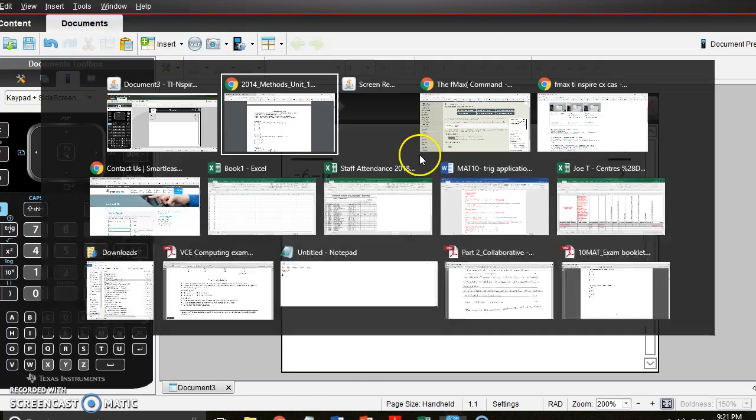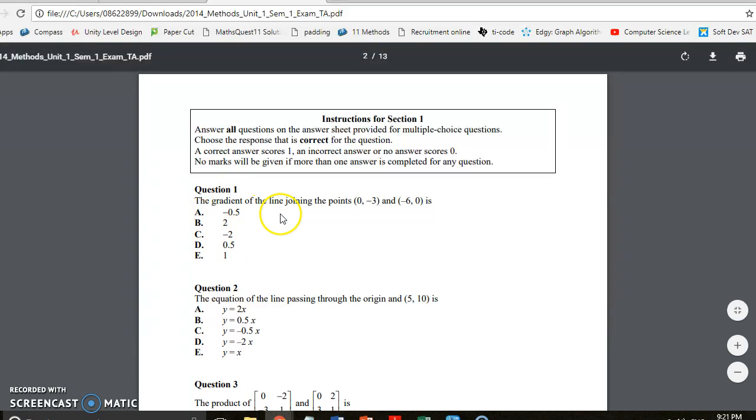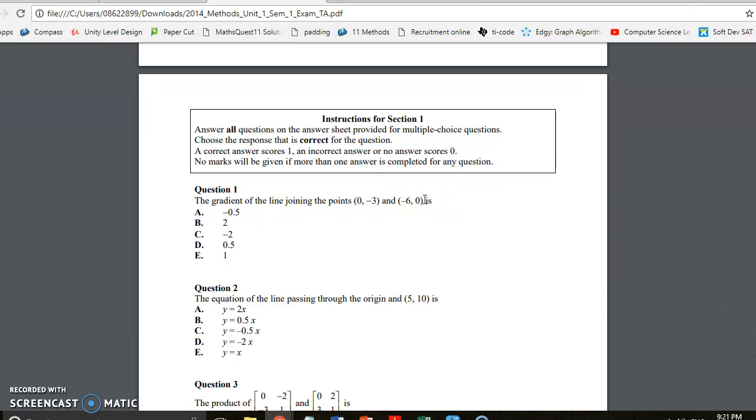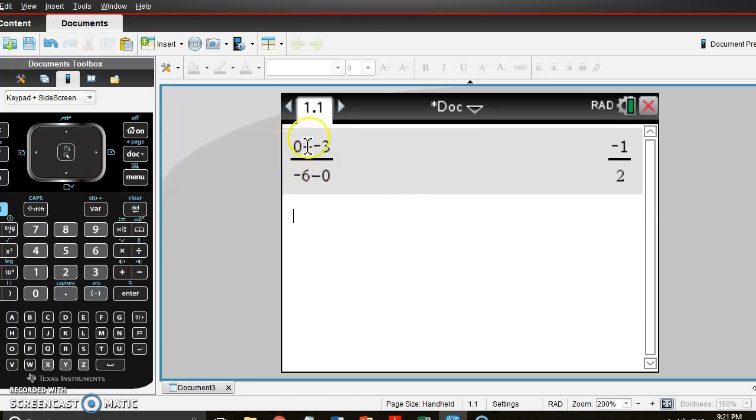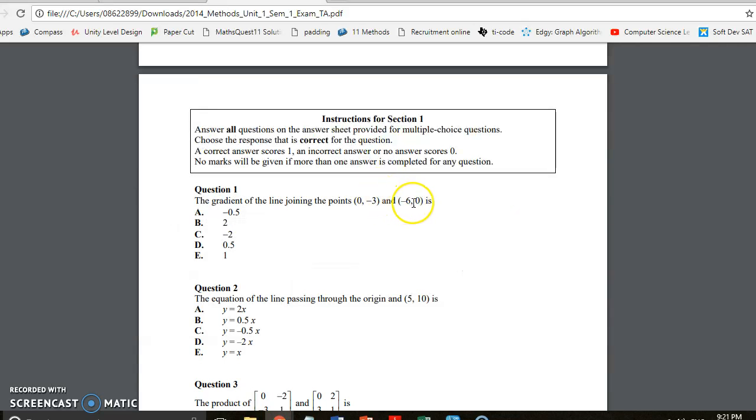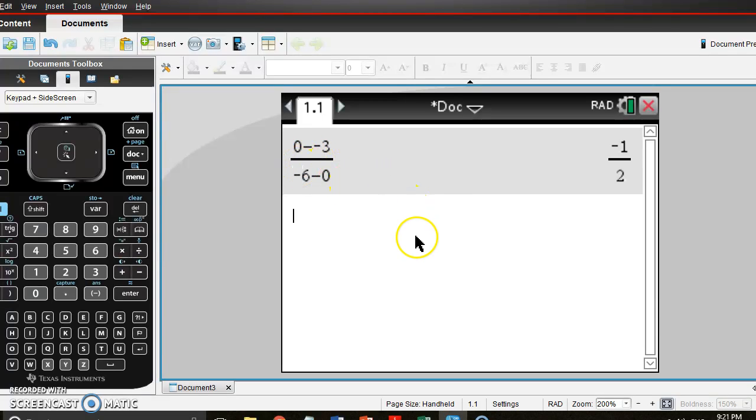Negative a half. So negative a half for that one, -0.5. Let's just check. So 0 minus 3 gives us -3, and -6 minus 0 gives us -6. That works. So 0 minus 3, and -6 minus 0, we end up with that.